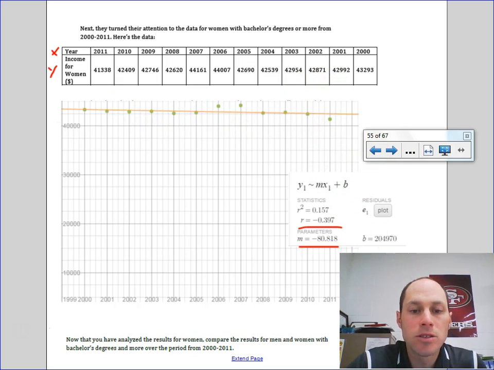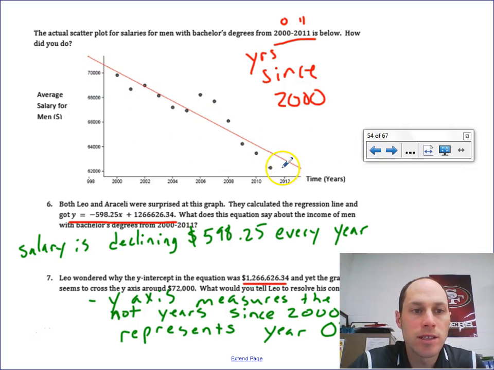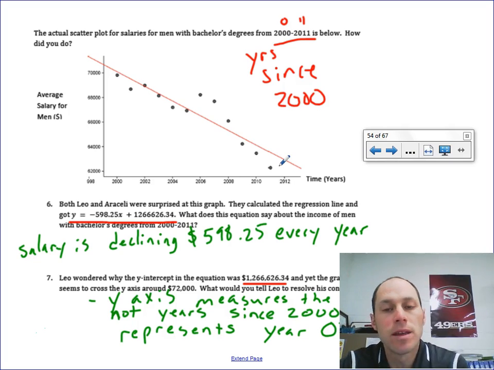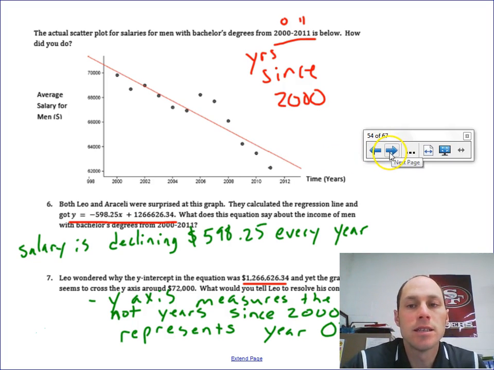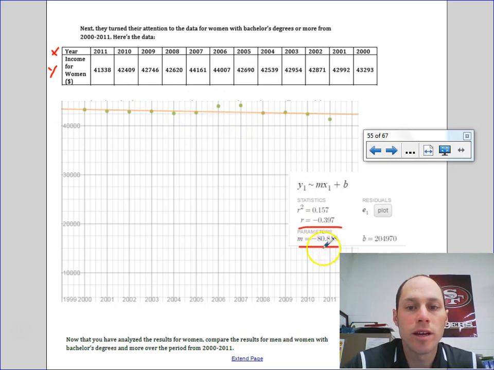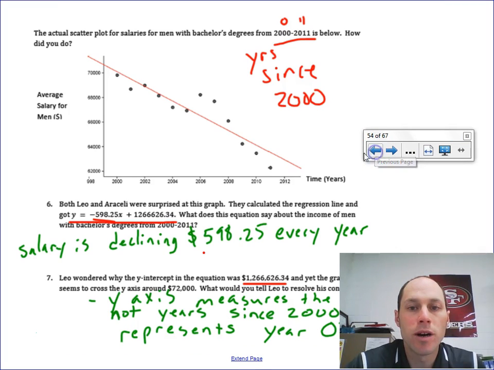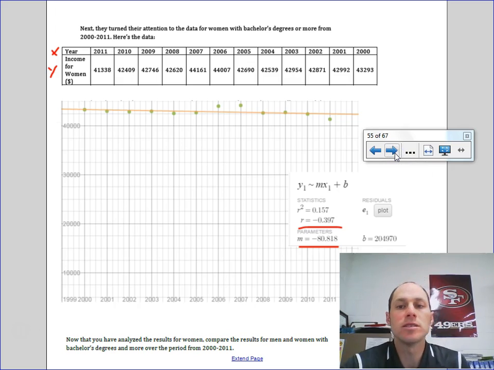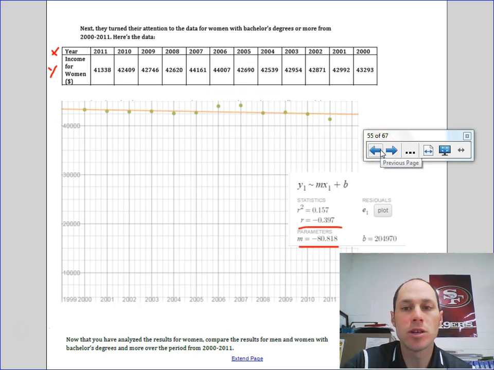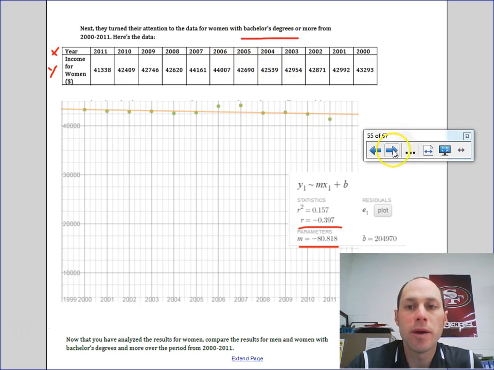So as we compare the men and the women, we see that the values for the women are in the 40,000s, whereas the men were 70,000 down through 60,000, so mostly in the 60,000s. So the women were generally a lot less, but the men's salary declined a lot quicker over the years, whereas the women's salaries dropped about 80 per year, whereas the men were about 598, about 600 a year. So women weren't declining as much. In some cases, it seemed like it was going up for a while. So it seems that the women's salaries aren't dropping off as much, but they are much less than the men's salaries, comparing with those with bachelor's degrees or more.